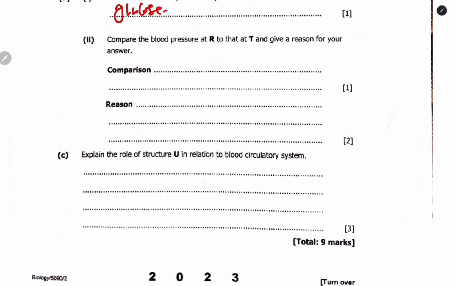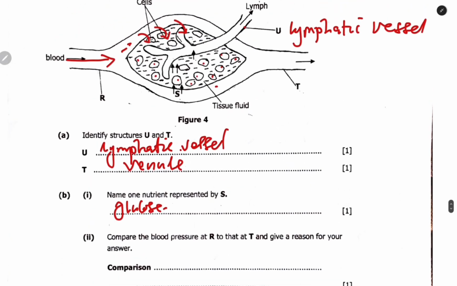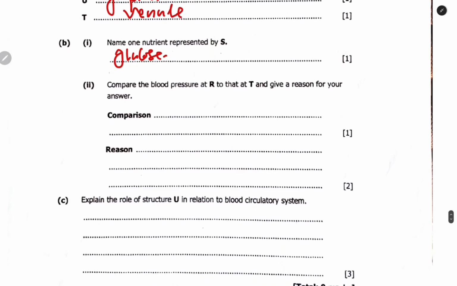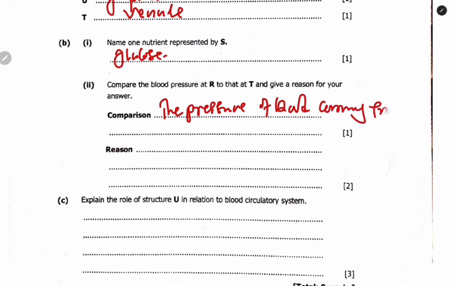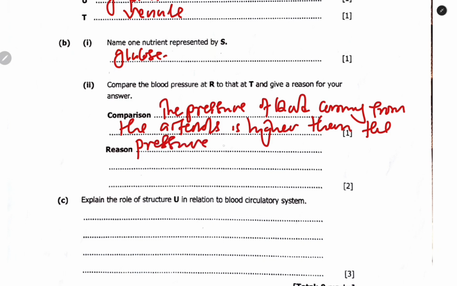Compare the blood pressure at R and that of T. Give a reason for your answer. So what is the difference between pressure at R and T? R is called the arterial end or artery. Then this one is called the venule or vein. So the reason is the pressure. You can say the pressure of blood coming from the arterioles is higher than the pressure in the venule.